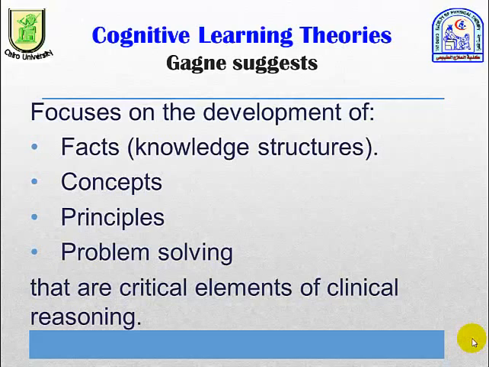So how are we going to deal with such a problem? If we haven't the fact, if we haven't the concept, if we haven't the principle, how are we going to solve, how are we going to treat such a case? So we must keep in mind all these principles, all these basic elements of knowledge, to apply, to solve, or to treat our patient in the clinic. These are critical elements of clinical reasoning.